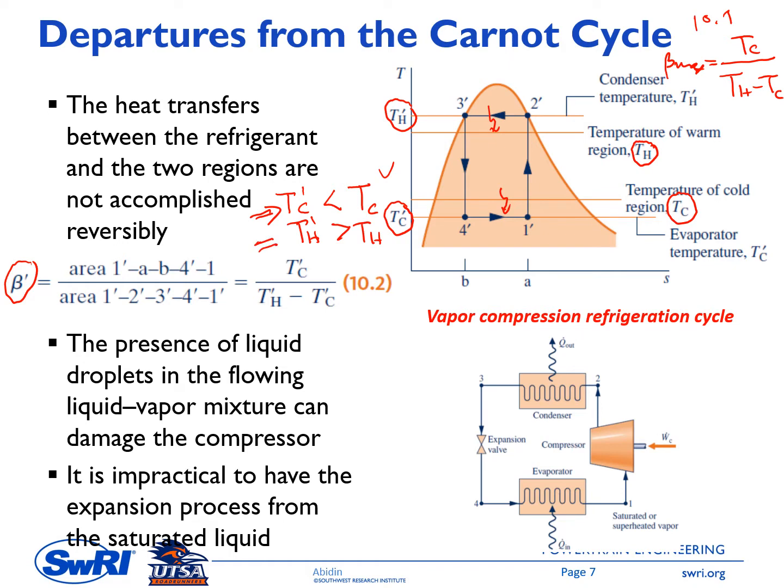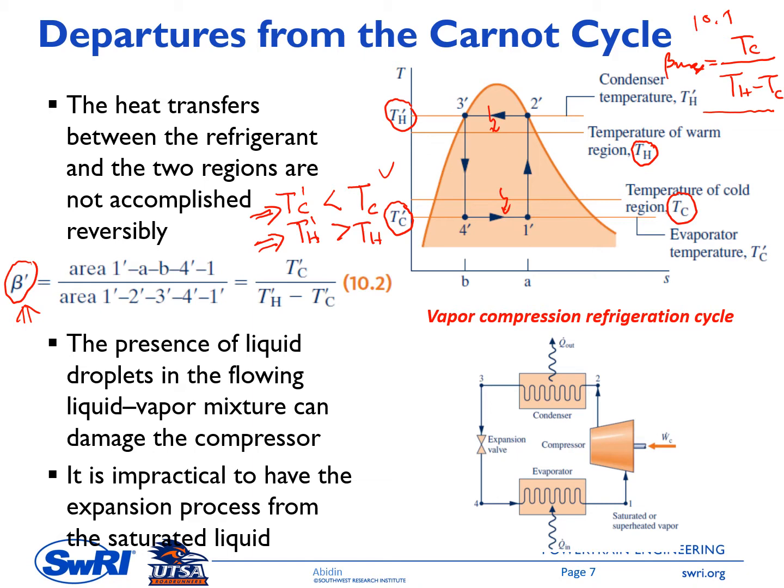And then the second one, TH prime is higher than TH. So you can see again in this beta max formula, as we increase TH, the beta max decreases. So these two departures make the beta max decrease. Therefore, now you have the parameter of the beta prime here. It is not maximum anymore, because of these two departures here.